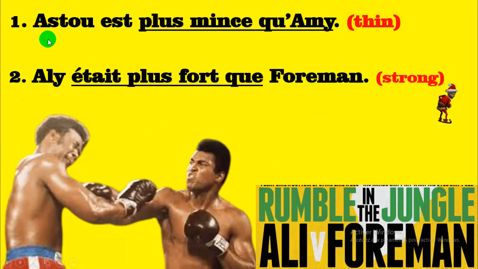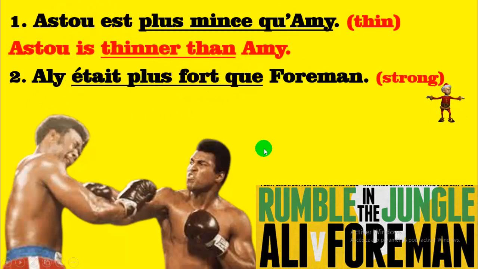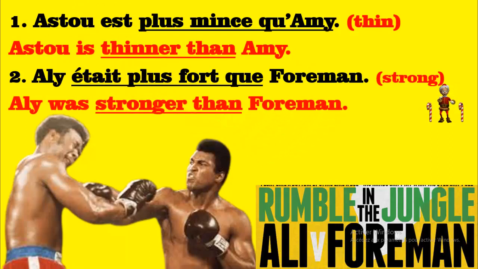Number 1, Astou est plus mince que Ami. Ici, c'est que Ami, I'm sorry. Astou est plus mince que Ami. Number 2, Ali était plus fort que Foreman. Astou is thinner than Ami. Thinner. Muhammad Ali was stronger than Foreman.